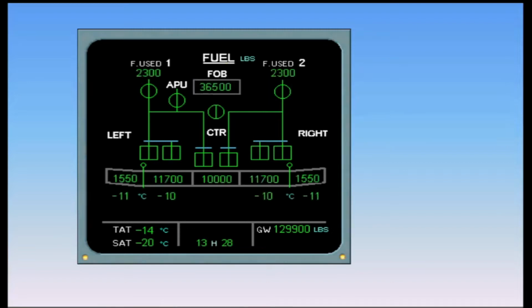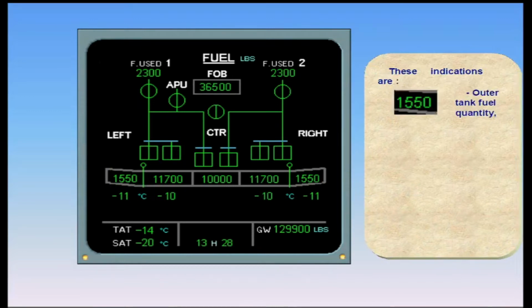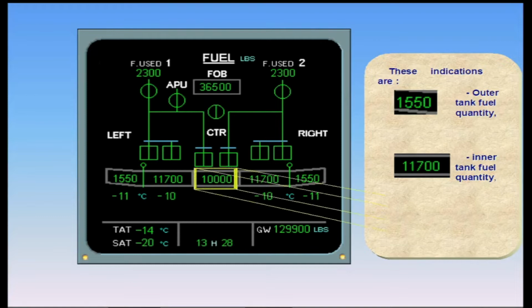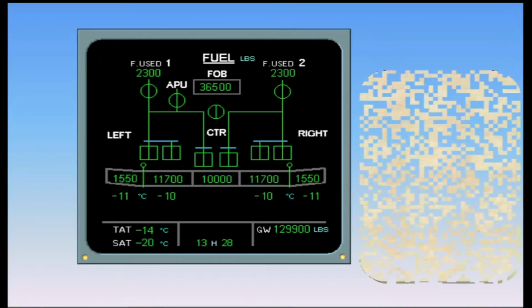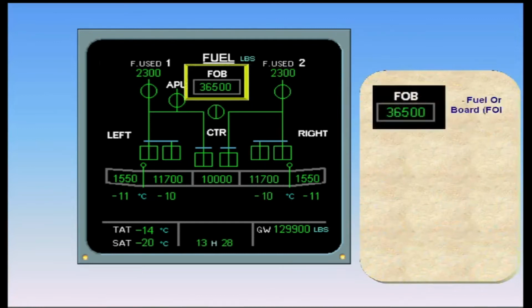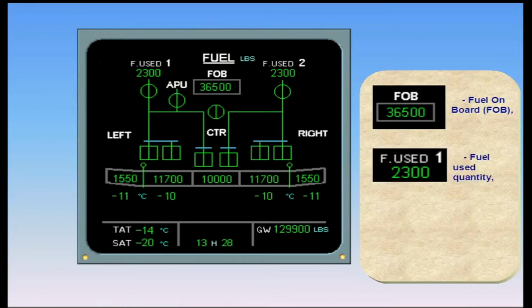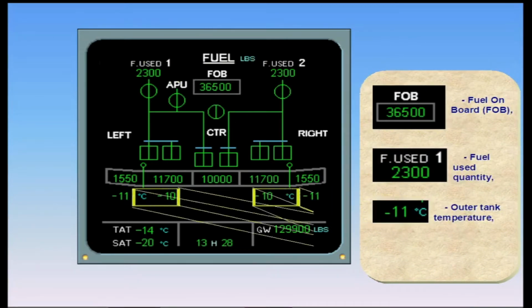These indications are outer tank fuel quantity, inner tank fuel quantity, center tank fuel quantity, fuel on board, FOB, fuel used quantity, outer tank temperature, inner tank temperature.